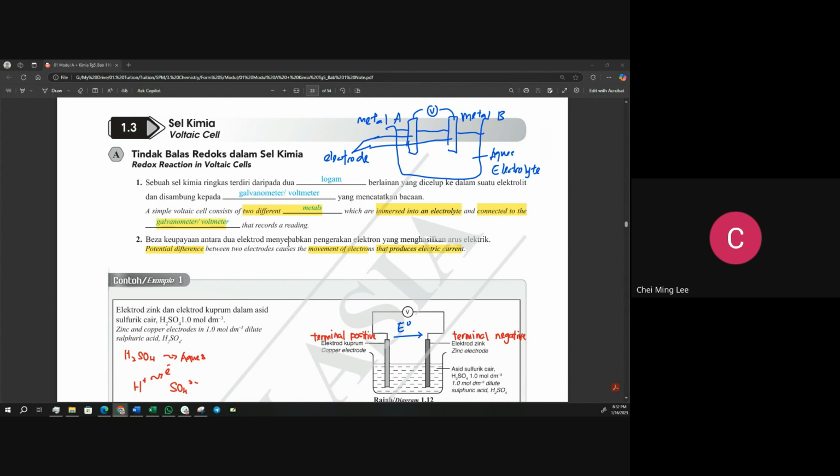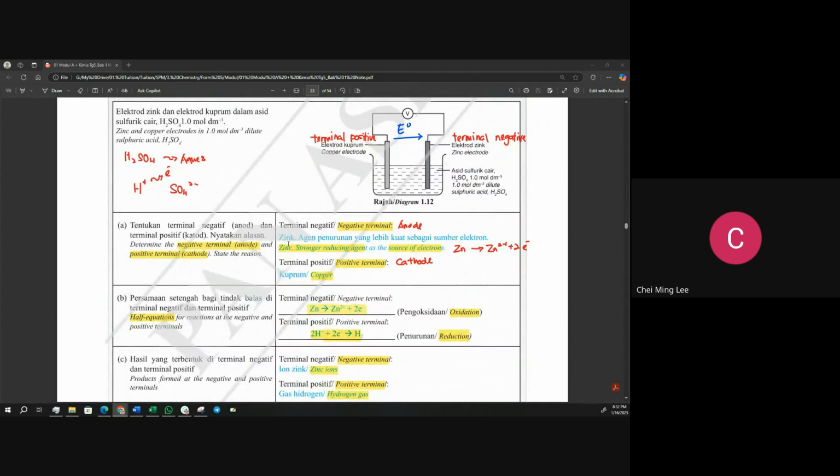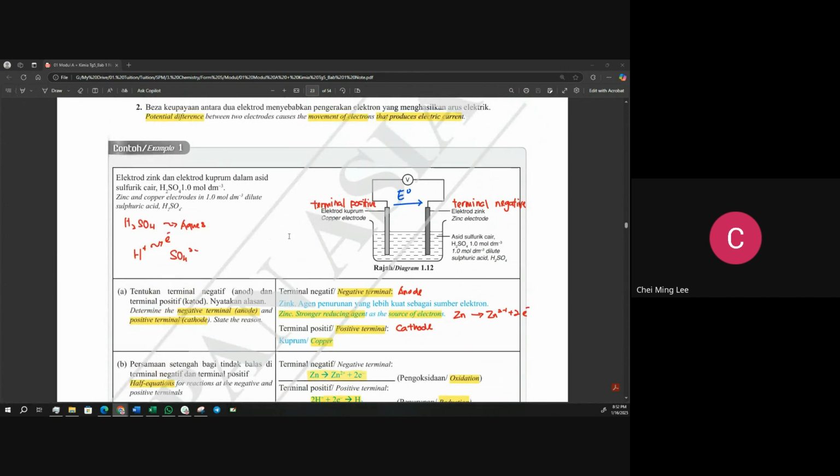Okay, so let's see the first example. Please take note, because this sometimes comes out in the essay. So let's see how we write this down. A zinc and copper electrode in 1.0 mole per dm cube dilute sulfuric acid.